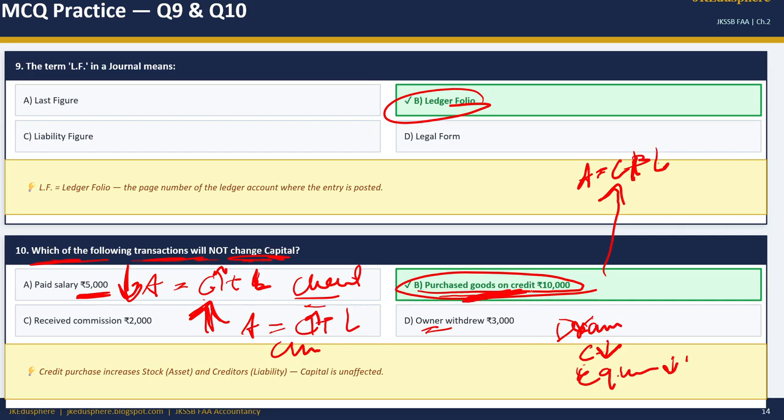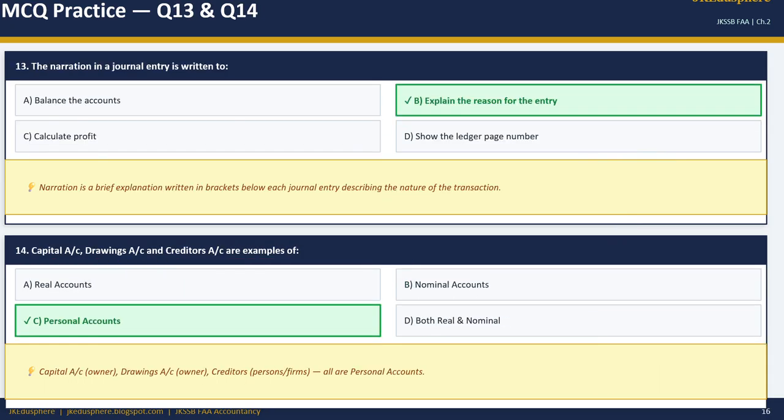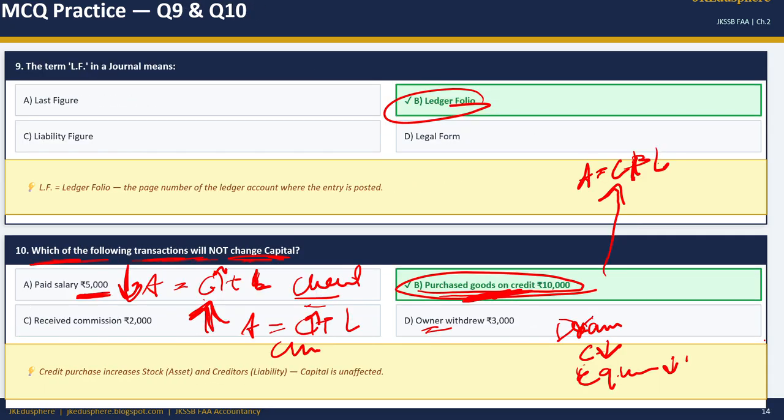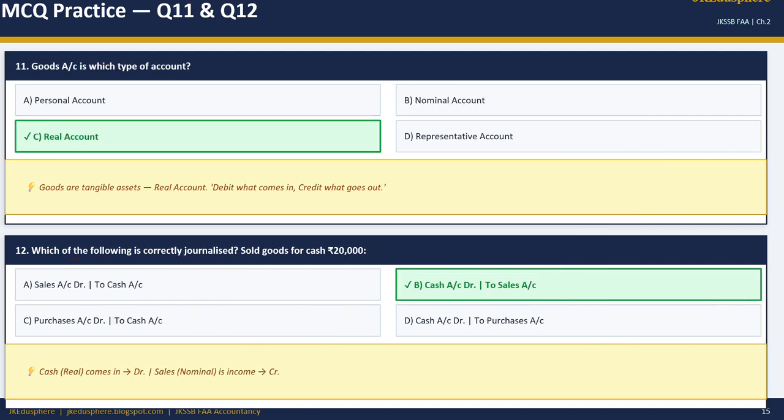So purchase goods on credit. Capital will increase. Liability will increase as we have bought the goods on credit, and so will asset. So with this, the equation will not change. Next, the goods account is a real account as goods are assets.